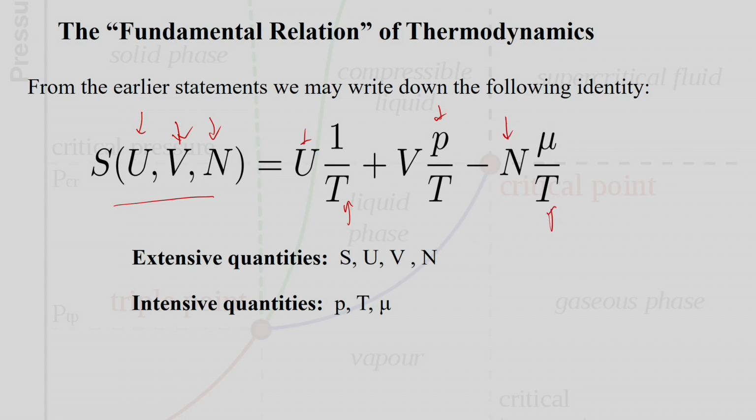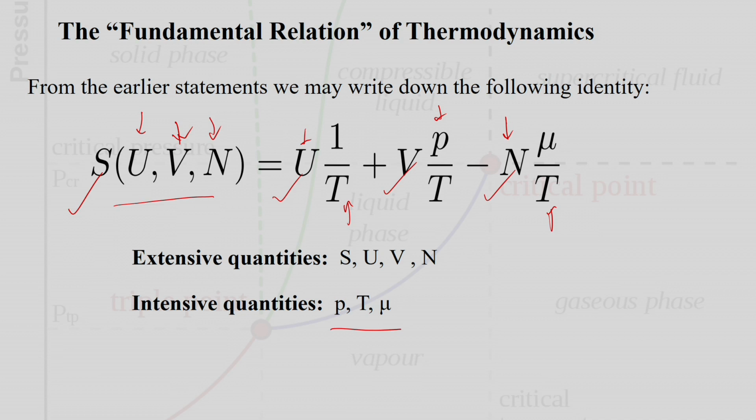So, from here it is obvious that the extensive quantities are entropy, the total internal energy, total volume and total number of particles, and the rest are intensive. The other three, pressure, temperature and chemical potential, are intensive.